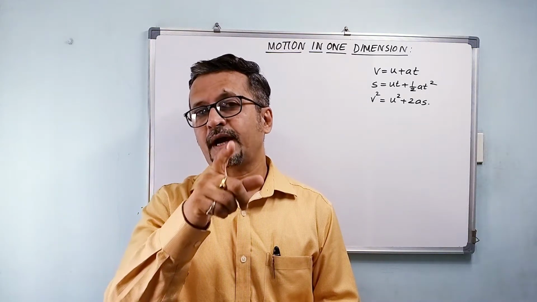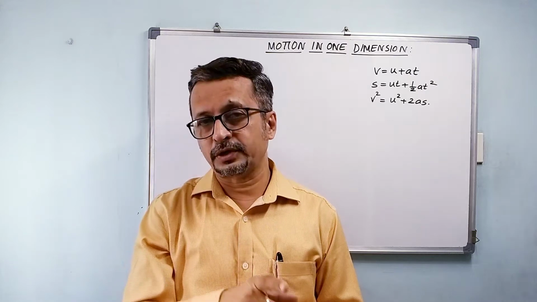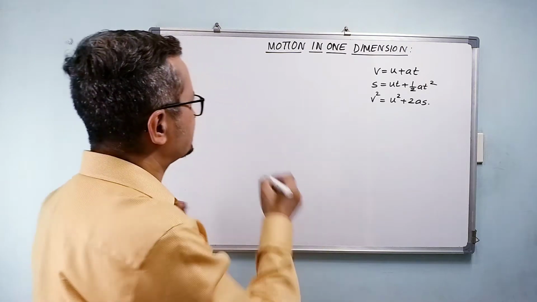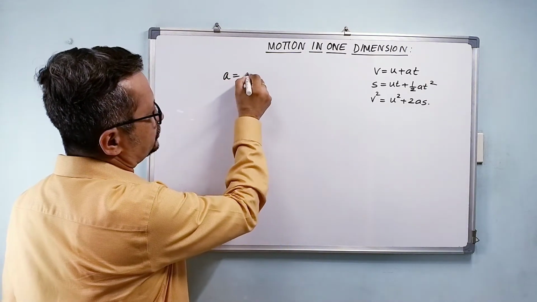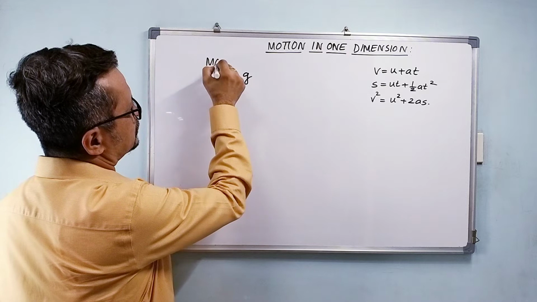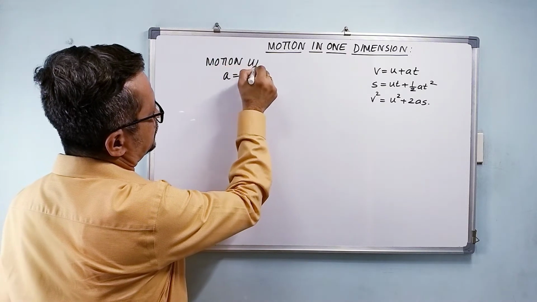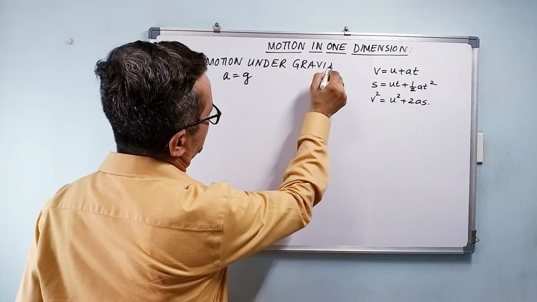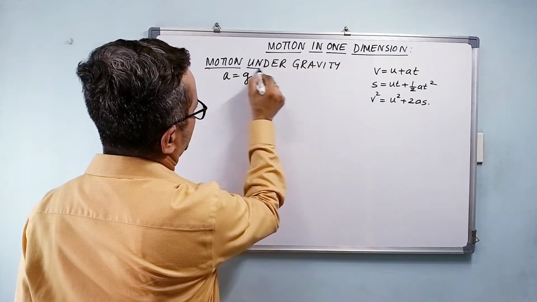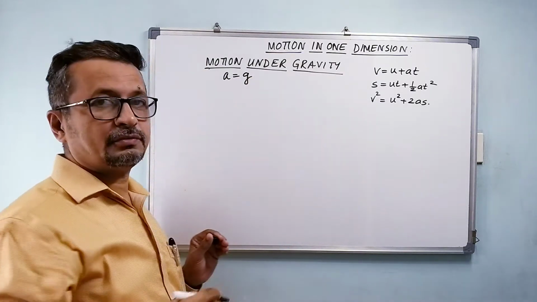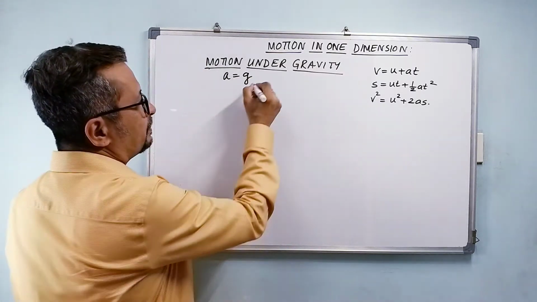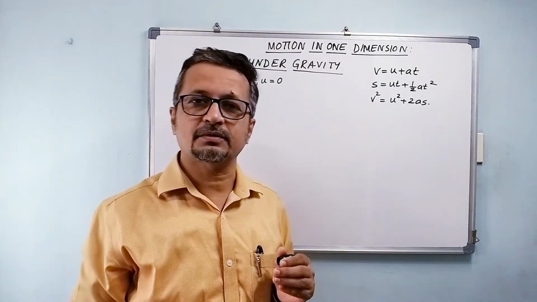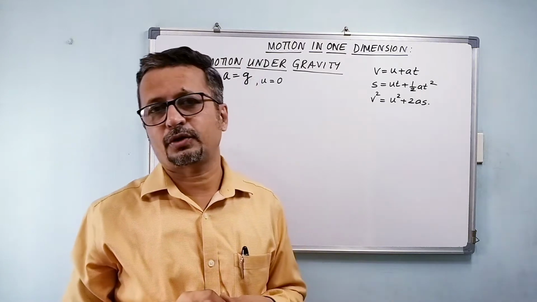The acceleration acting on the object which is falling down is gravitational acceleration, correct? And gravitational acceleration is nothing but g. So a is equal to g in this case. So for motion under gravity, my acceleration is equal to g, and if I drop it, my u will be equal to 0. My initial velocity is equal to 0. It's a freely falling body, correct?